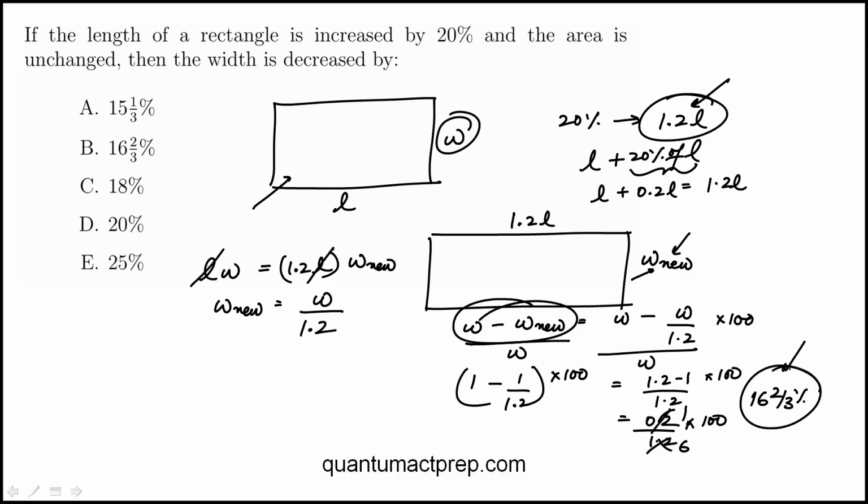Some of you might already know this. But if you use the calculator, you'll get 0.1666, and so on. And then if you multiply by 100, it would be 16.666. So that's one approach. The other is you can select numbers. For example, you could say the original length is 10, and let's say the width is 8.